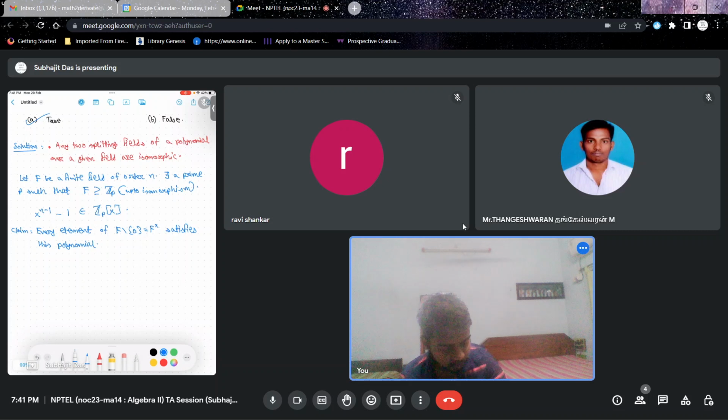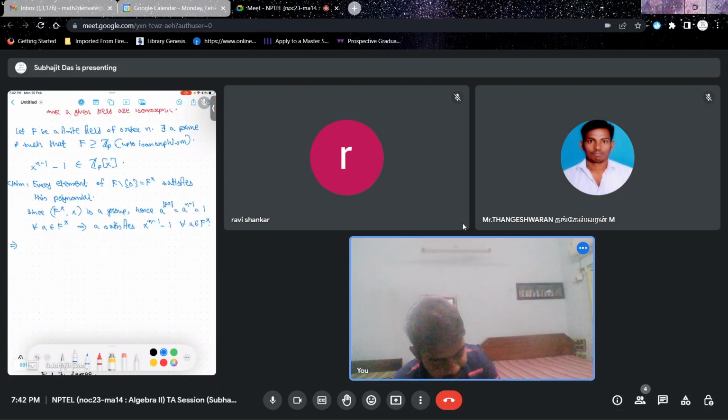So since F cross under multiplication is a group, hence a to the power of the order of F cross, which is a to the power n minus 1, is always equal to 1 for all a in F cross, right? Which implies that a satisfies x to the power n minus 1, minus 1, for all a in F cross, right? Now the degree of x to the power n minus 1, minus 1 is exactly n minus 1, and F cross has exactly n minus 1 elements in it, right? Which means that the set of all roots of this polynomial is precisely F cross, which implies x to the power n minus 1, minus 1 has all its roots in F. Or maybe we can use much better notation.